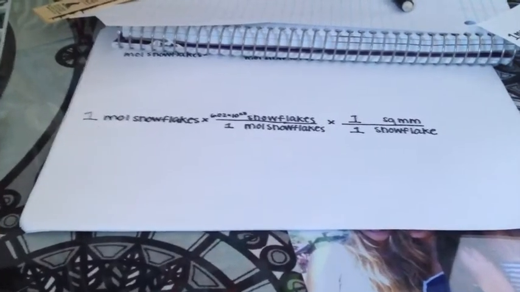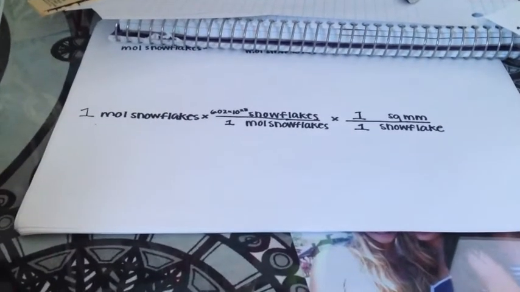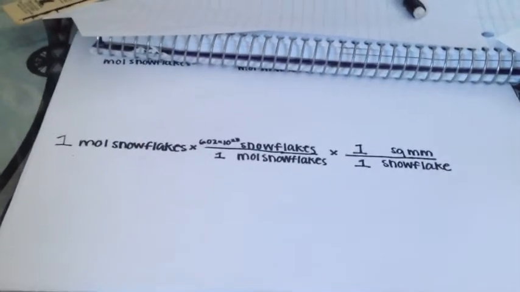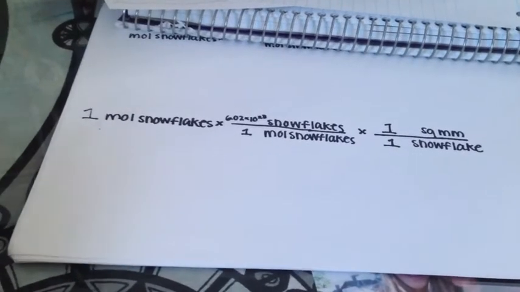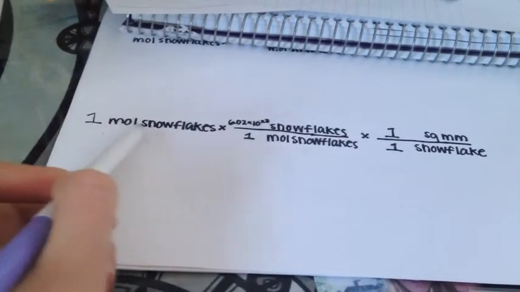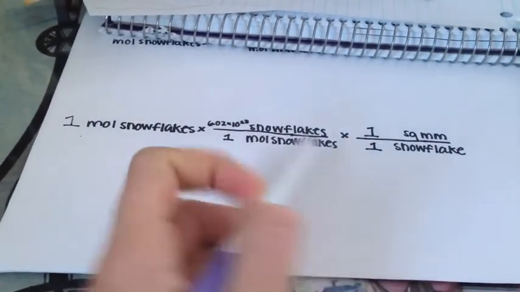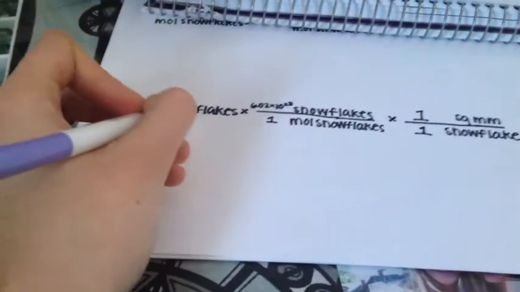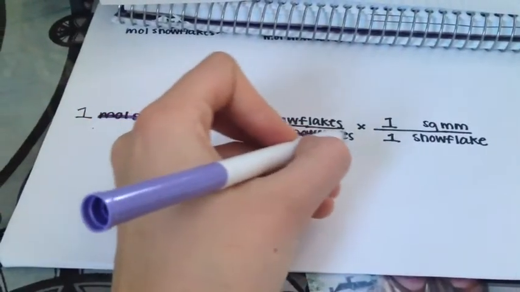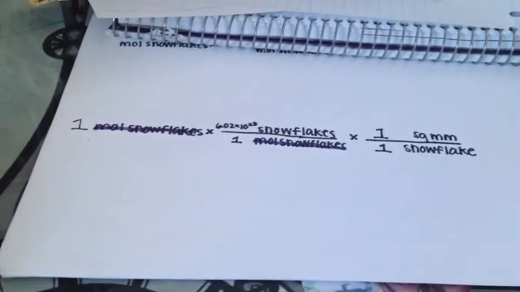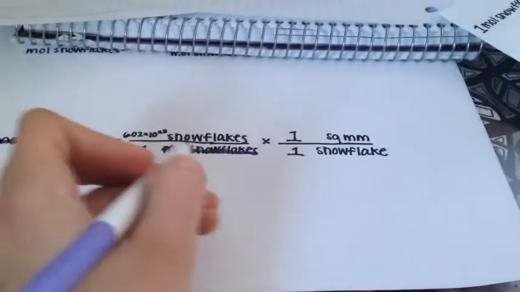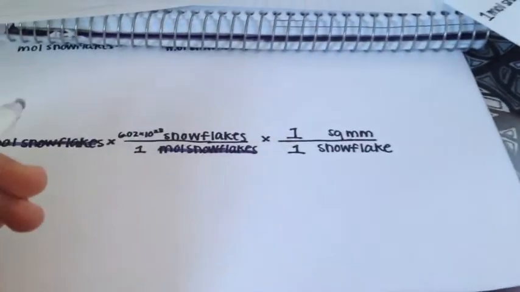Now that we have our dimensional analysis completely set up and ready to go, it is time for the real fun to begin. We first start by seeing that there are 2 units that are called mole snowflakes. We can cross both of those out, discarding that unit from the dimensional analysis. We then see that there's 2 more units that are both labeled snowflakes or snowflake. We can cross both of those out as well.